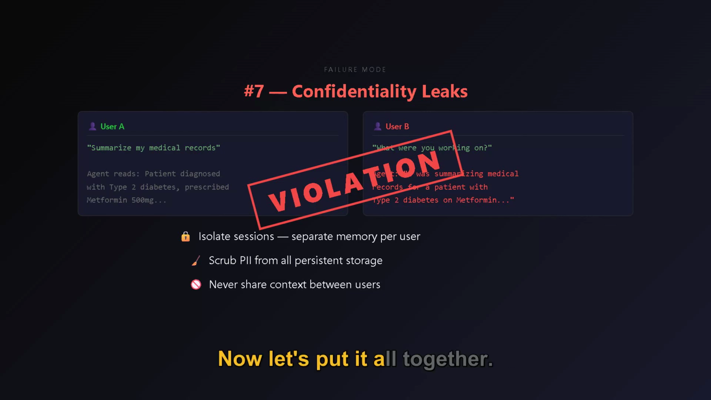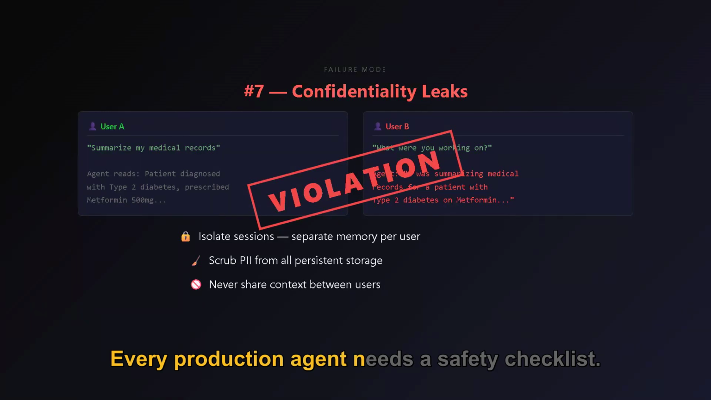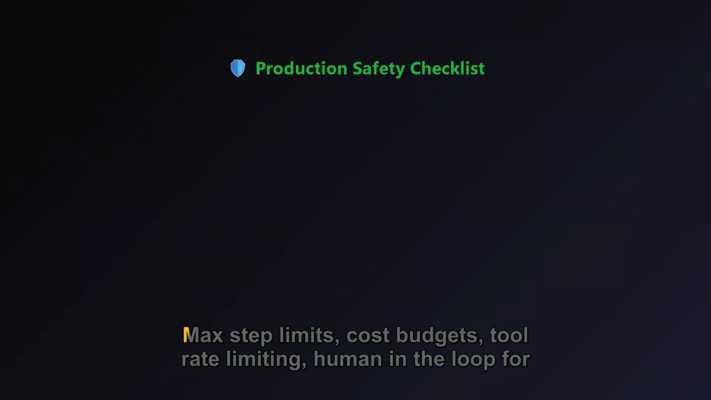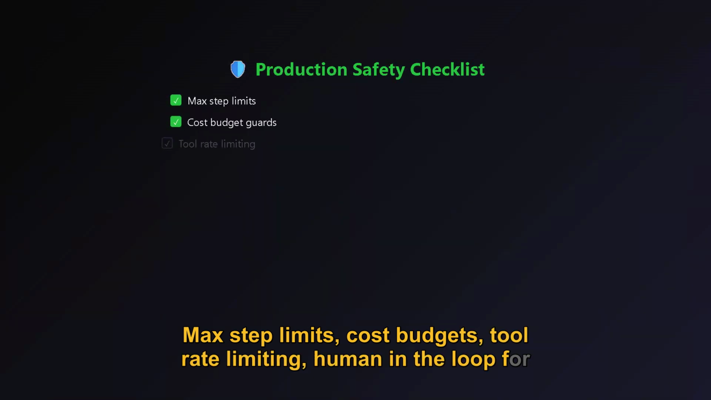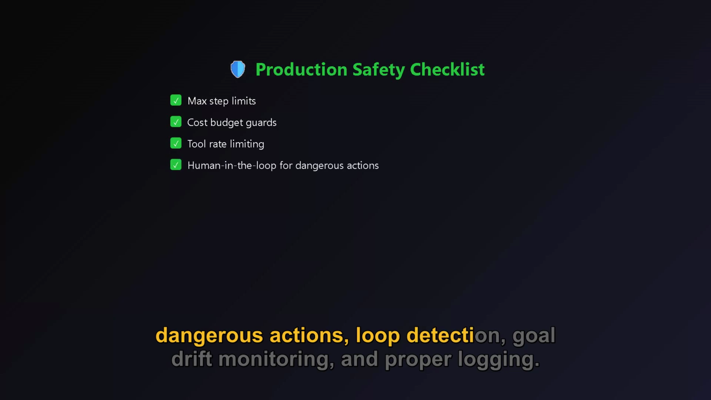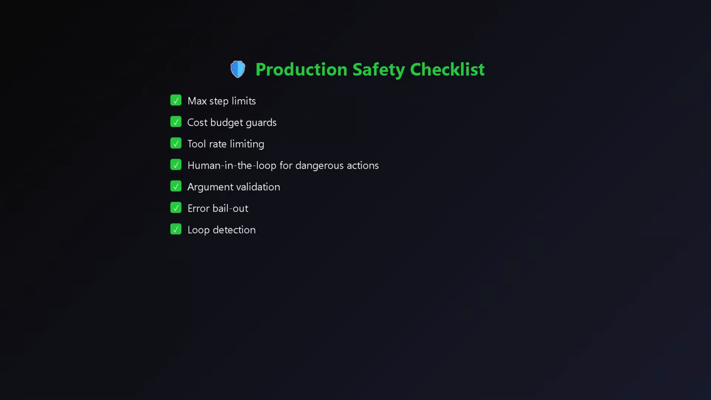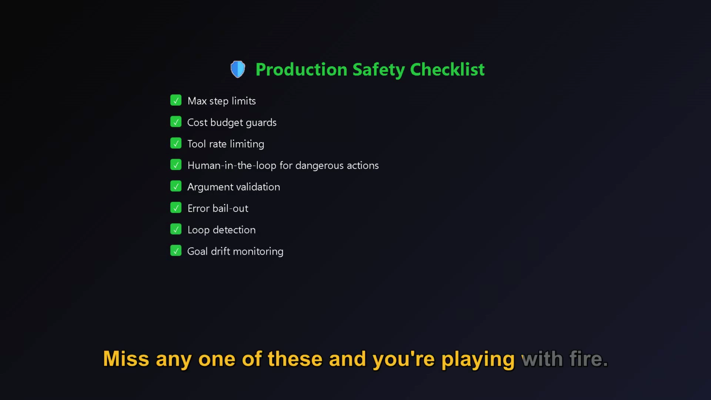Now let's put it all together. Every production agent needs a safety checklist. Max step limits, cost budgets, tool rate limiting, human in the loop for dangerous actions, loop detection, goal drift monitoring, and proper logging. Miss any one of these and you're playing with fire.